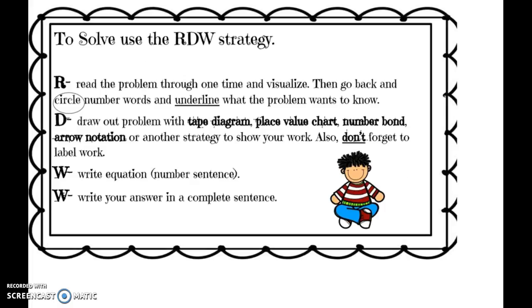All right, to solve our problem, we're going to use the RDW strategy. The RDW strategy means we're going to read our problem through one time and visualize. Then we're going to go back, circle numbers or number words, underline what the problem wants to know. Then we're going to draw out the problem using a tape diagram, place value chart, number bond, arrow notation, or another strategy to show your work.